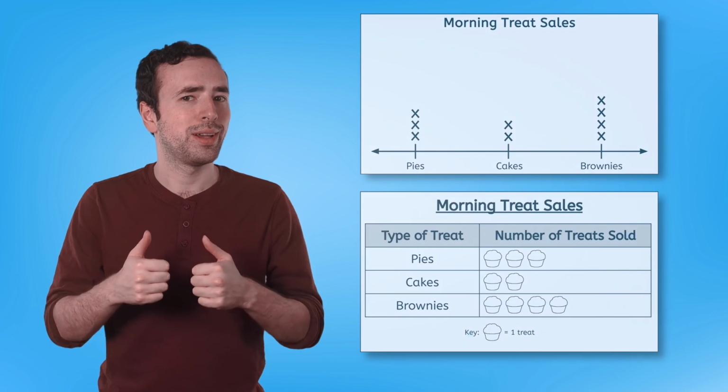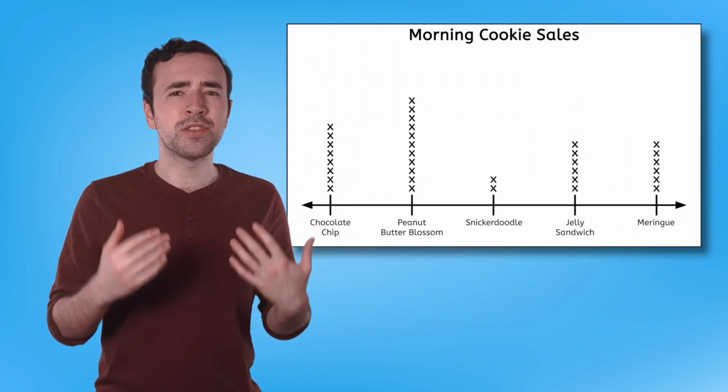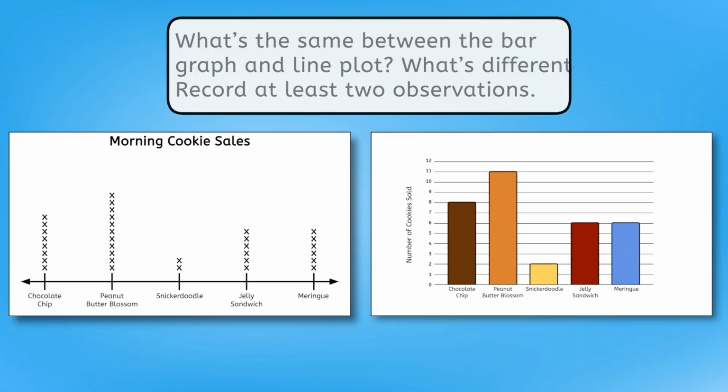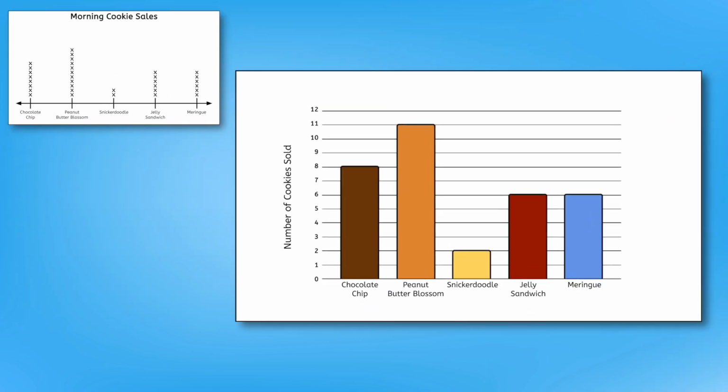Nice work. You know, the line plot from our cookie data reminds me a lot of another type of graph called a bar graph. What's the same between the bar graph and the line plot? What's different? Pause here to record at least 2 observations. Notice how instead of X's above each cookie type, there are rectangular bars? That's where the bar graph gets its name.